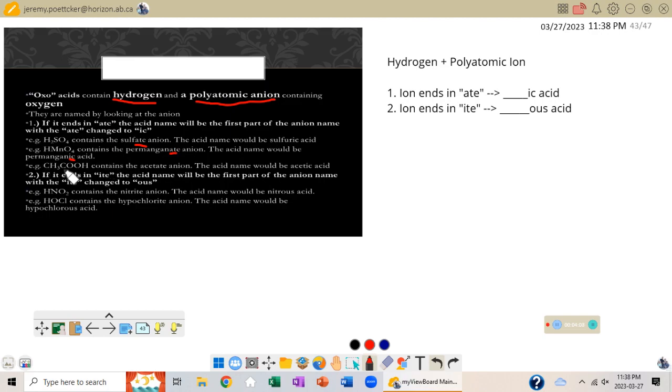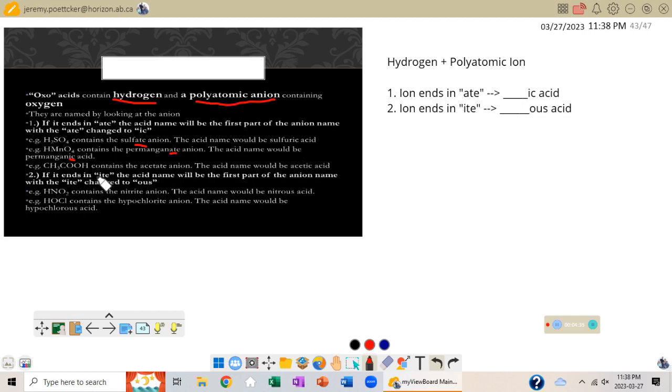What about this one? CH3COOH. Oh, look, it ends in COOH. It must be an acid. And this, in fact, contains an acetate ion, specifically an anion. Remember, anions are just negatively charged ions. The acid name then would be acetic acid. So again, this one follows the rule. The ate changes to ic, and then we add the word acid at the end.